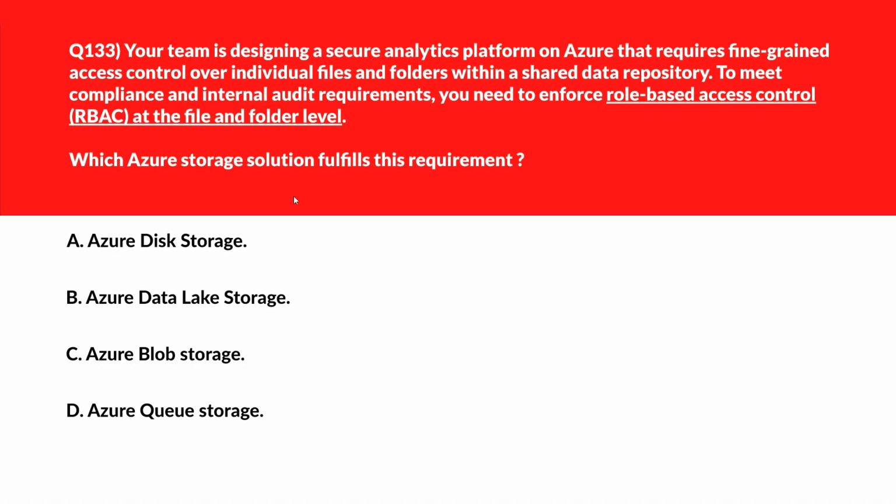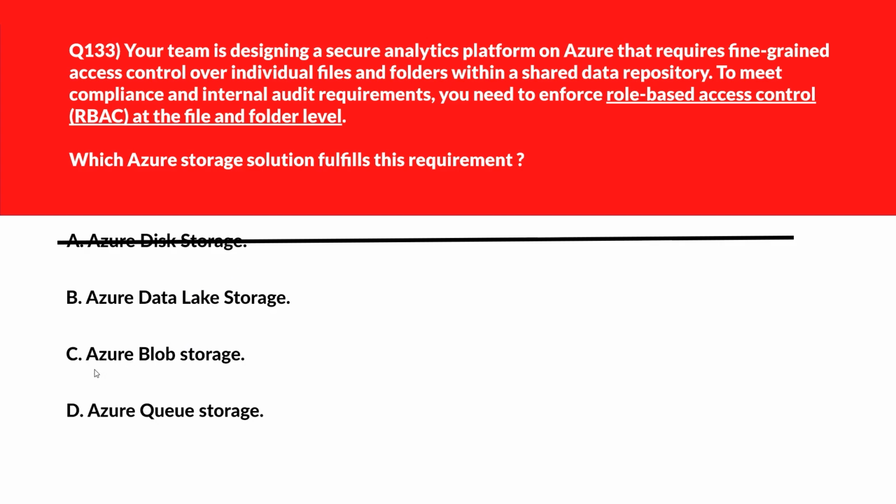Alrighty, we have a brainstorming question. This is all about RBAC. Option E says Azure Disk Storage. Azure Disk Storage is designed for virtual machine volumes and doesn't support role-based access control, that is RBAC, at the file level or folder level. Incorrect. We'll move to B. B says Azure Data Lake Storage. Data Lake Storage enables RBAC at the file and folder level using access control lists and Azure AD integration. Looks good, we can keep it.